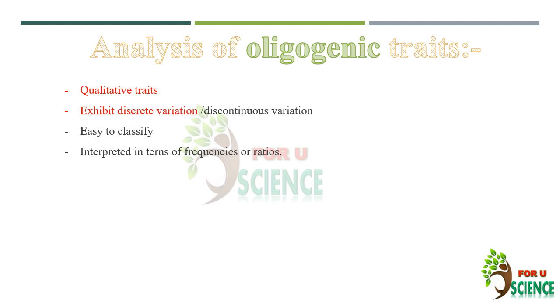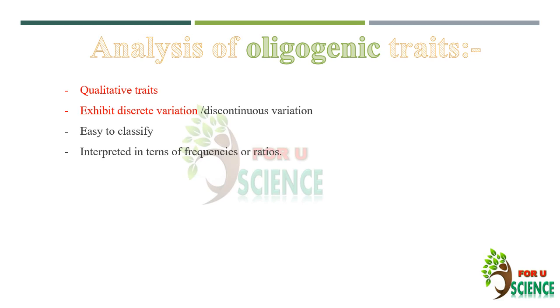Statistical data is mainly used for, we all know, polygenic analysis. In the case of oligogenic traits, which are qualitative traits, we can see discontinuous variation and distinguish them into different classes, like a red flower and a white flower. Nothing is in between.